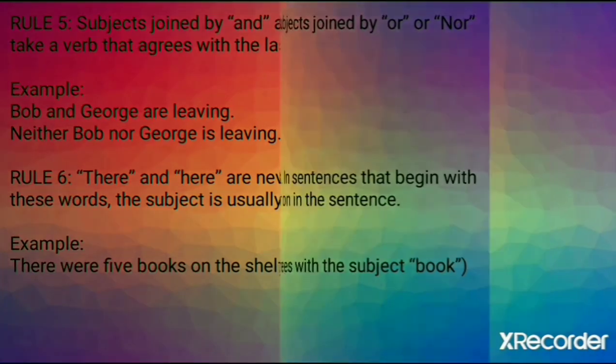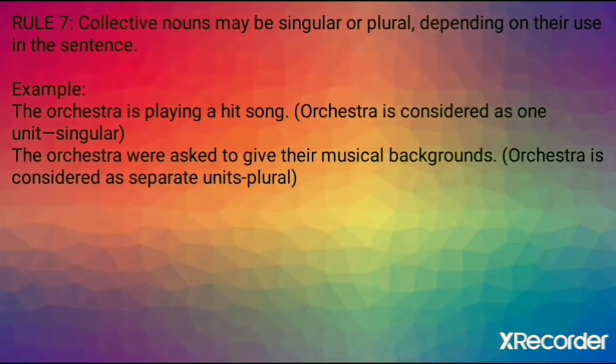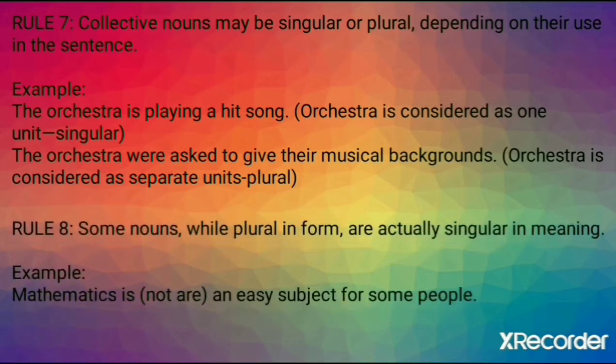Rule number 7. Collective nouns may be singular or plural depending on their use in the sentence. For example, the orchestra is playing a hit song. Here, orchestra is considered as one unit, so singular. The orchestra were asked to give their musical backgrounds. So here, orchestra is considered as separate units, so it is plural.